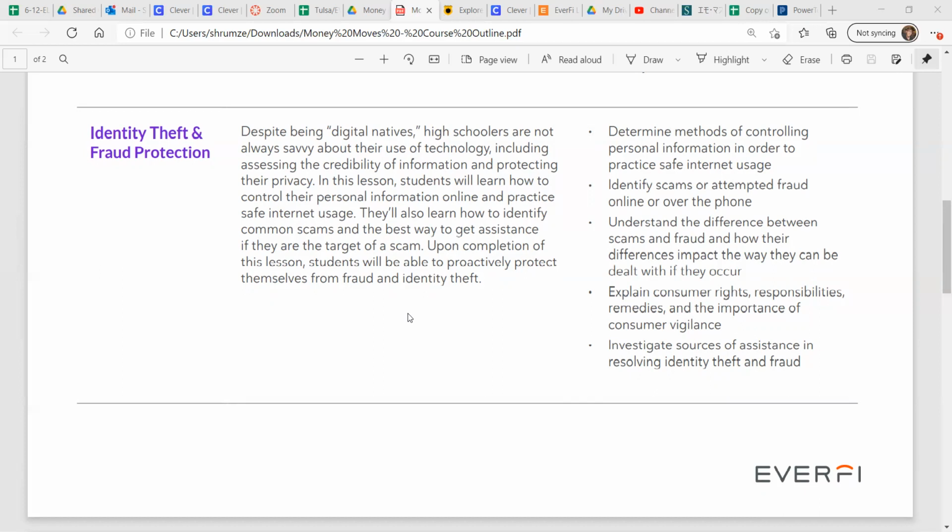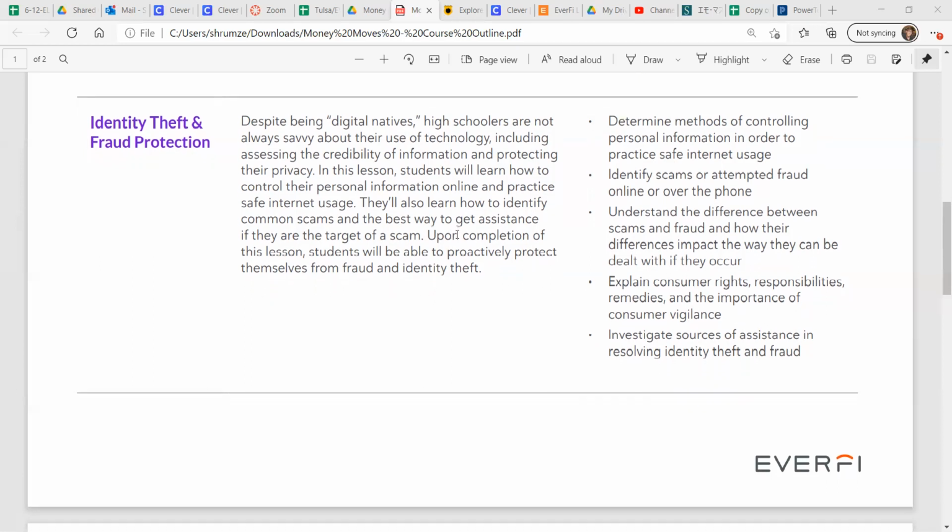So in this lesson, students will learn how to control personal information online and practice safe internet usage. They'll also learn how to identify common scams and the best way to get assistance if they are the target of a scam. Upon completion of this lesson, students will be able to proactively protect themselves from fraud and identity theft.